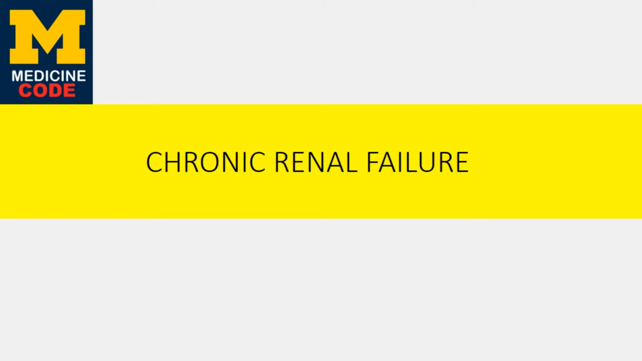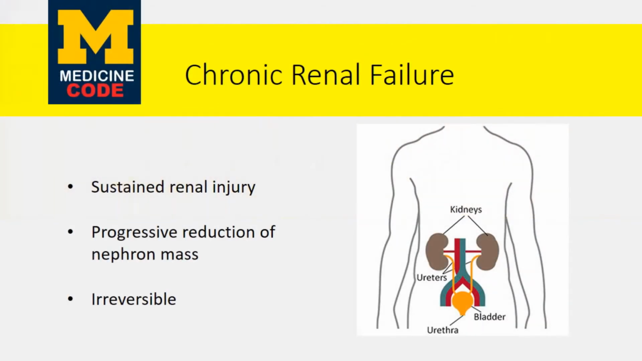Chronic kidney disease, CKD, is a type of kidney disease in which there is gradual loss of kidney function over a period of months or years. There is progressive reduction in nephron mass, and this means the damage is irreversible.